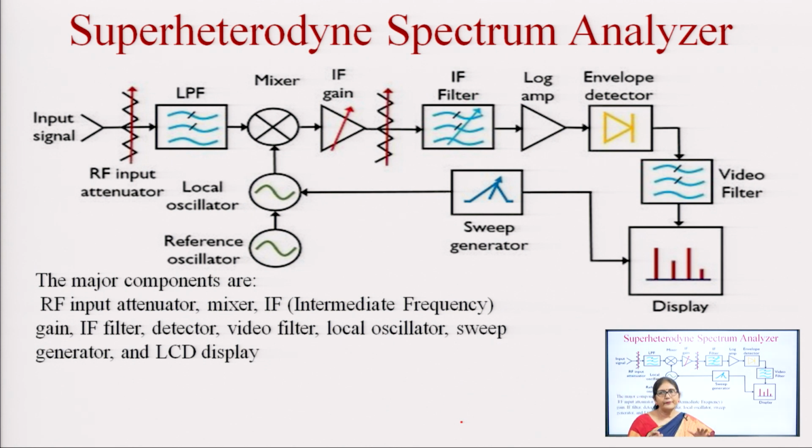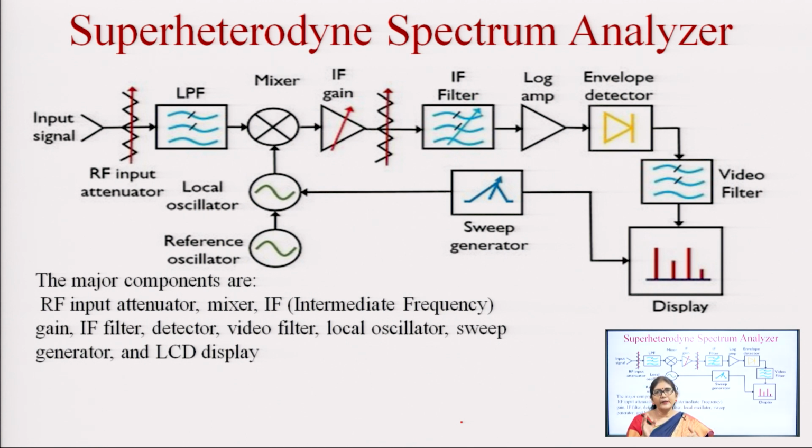This RF input attenuator basically selects the amplitude of the signal. If the amplitude of the signal is very high, then we can reduce it by selecting the RF input attenuator position. A knob is provided, and this knob acts as a multiplier circuit. So, it will multiply the input signal, and we can select the range of the signal.